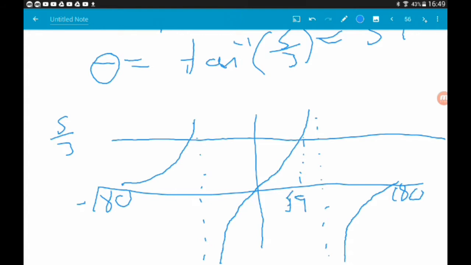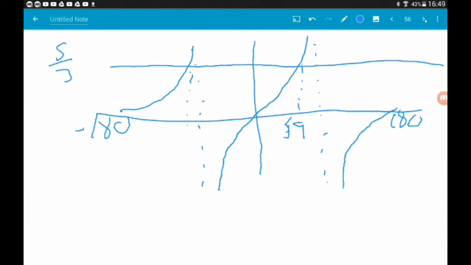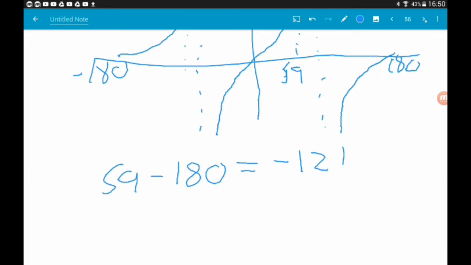The tan is actually really nice. Aside from it being a horrible graph, once you've got one solution, to get any others, you just add or subtract 180. So to get this guy down here, we just do 59 minus 180. Now the reason for that is tan has a period of 180 degrees. So every 180 degrees it repeats itself. Now 59 minus 180 is minus 121. So our two values of theta here are theta equals 59 and minus 121. Good times.